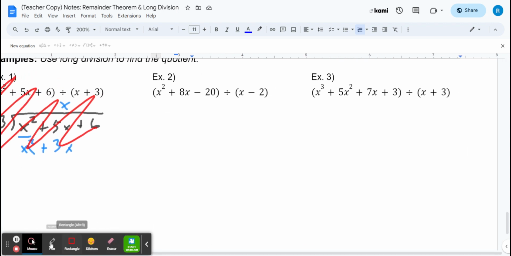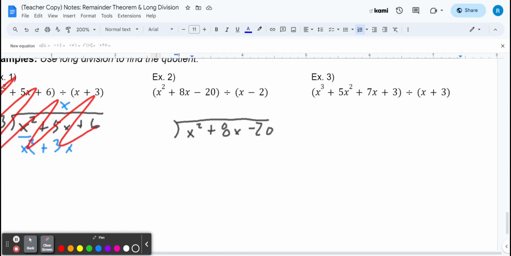So scroll over to example 2. Let's do our setup: x squared plus 8x minus 20 divided by x minus 2. So we focus on the first terms, the x squared and the x. We try to figure out something times x equals x squared. We know that should be just an x. We're going to multiply it back, so we get x times x minus 2. Distribute it in, and that gives us x squared minus 2x.